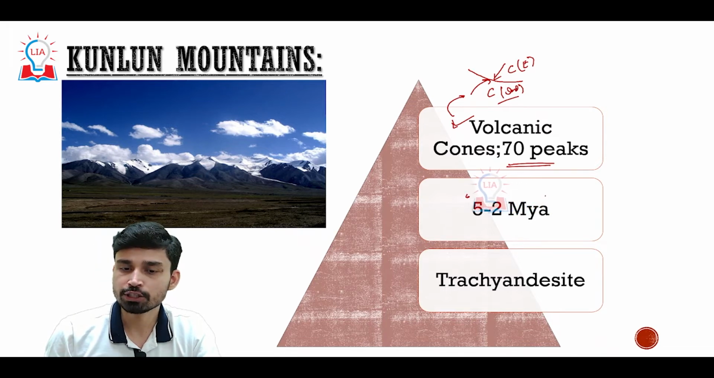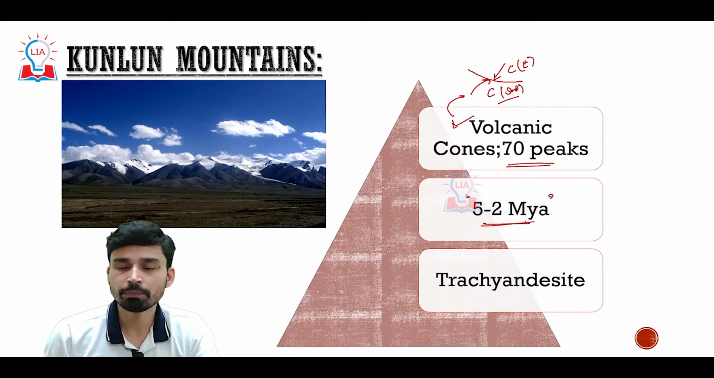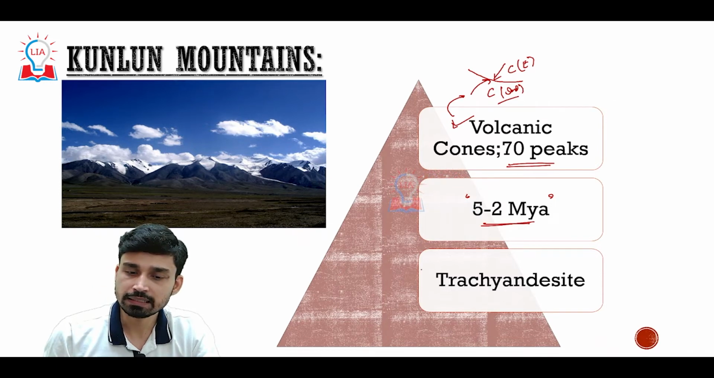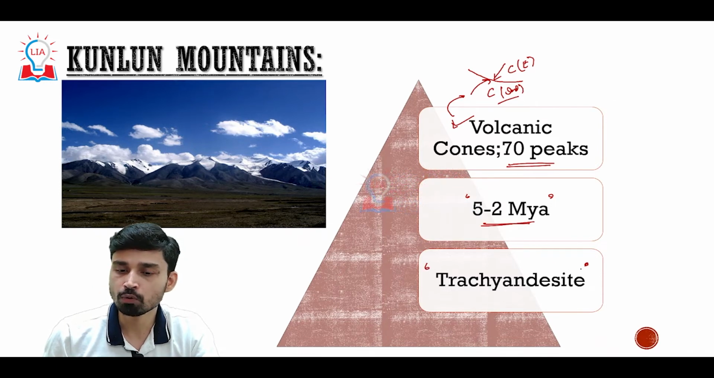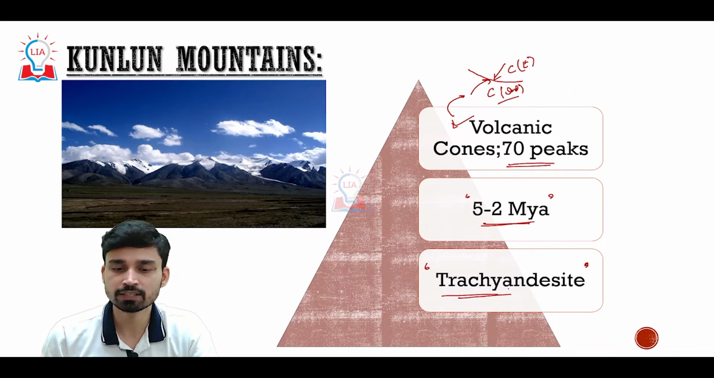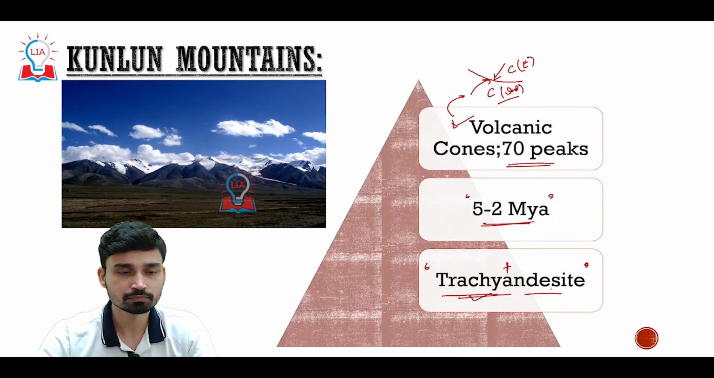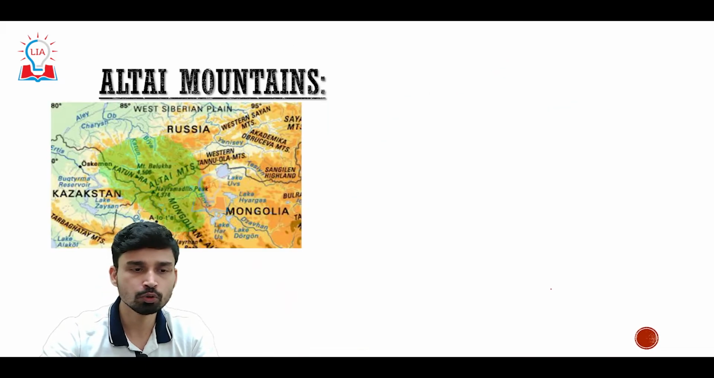The average age of all the major mountain peaks of this range is somewhere between 5 and 2 million years, and the whole range is largely dominated by a rock called trachyandesitic rock. Trachyandesitic rock is a combination of trachy rock and andesitic rocks. So that's all about the Kunlun mountain range.